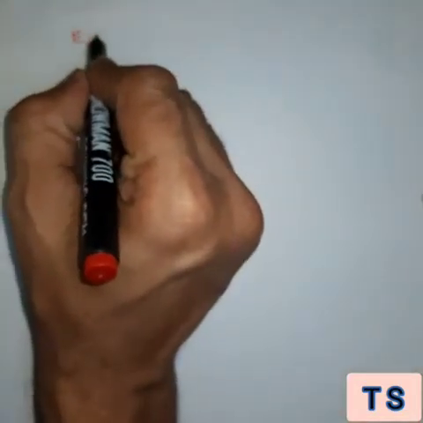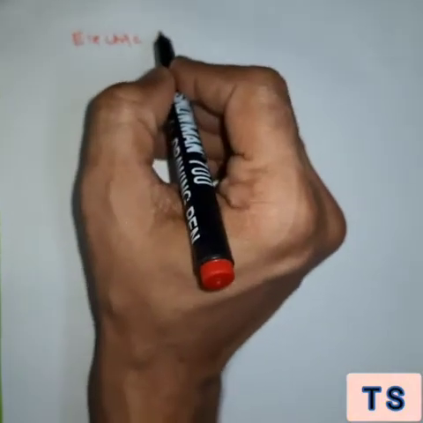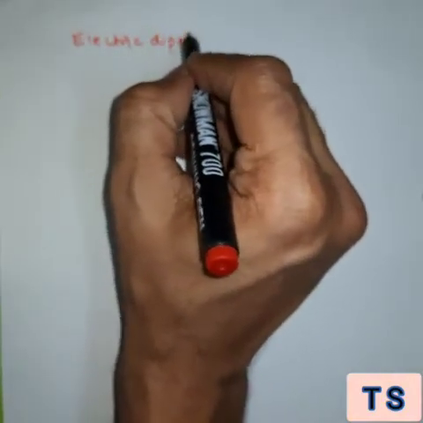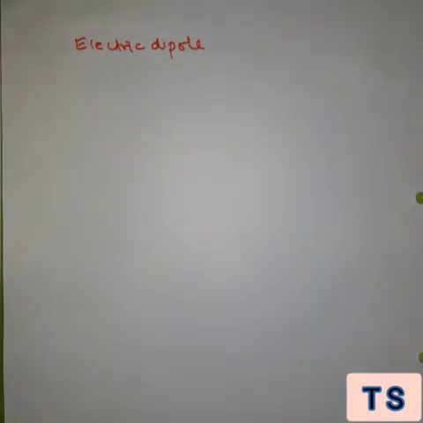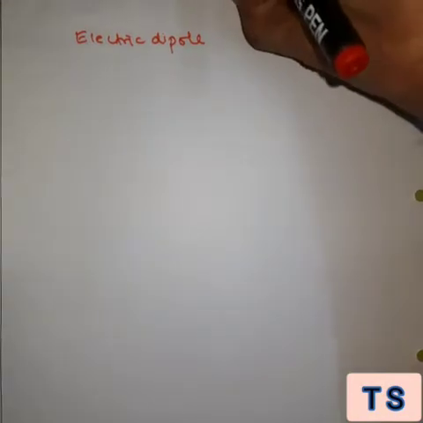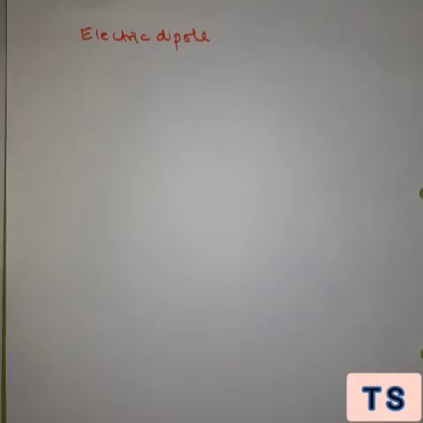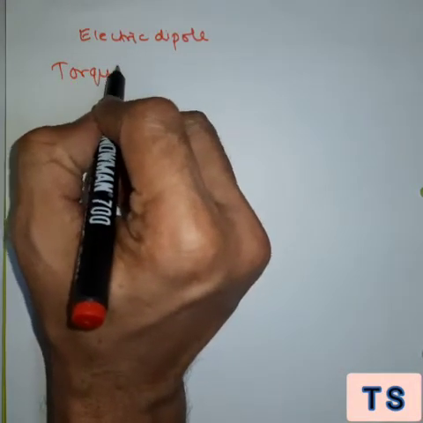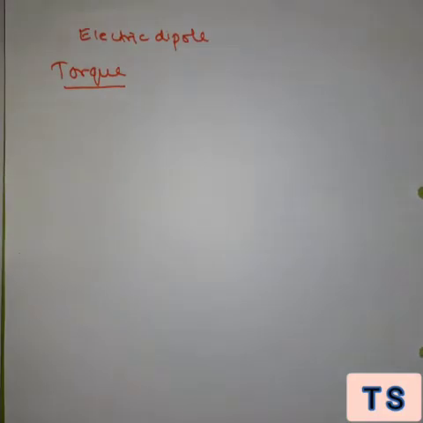So, let's just move ahead with the topic. Last time we discussed the electric dipole, so we will discuss something more about it. Today we'll be doing one of the derivations on the electric dipole and different forms of writing the equation. In the electric dipole, today we'll be doing torque, which you have already done in 10th standard.